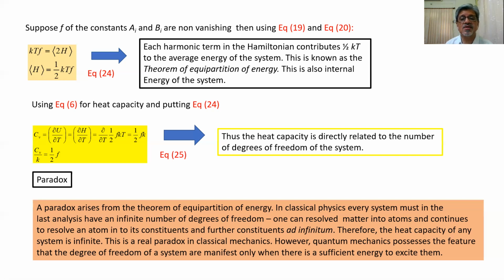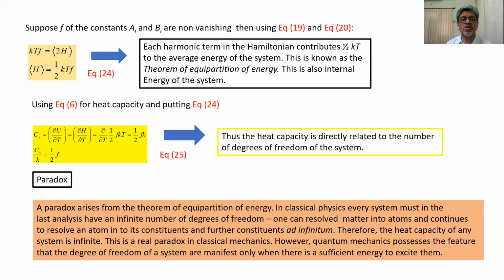It is shown in the yellow box. Thus, the heat capacity is directly related to the number of degrees of freedom of the system. Here f is the number of degrees of freedom, C_V is the heat capacity, and k is the Boltzmann constant, a constant. So the only variation is between C_V and f. When f changes, C_V changes. So this generates a paradox. Now we write what the paradox is. The paradox is shown in a black box, and the meaning of the paradox is shown in the pink box at the bottom.